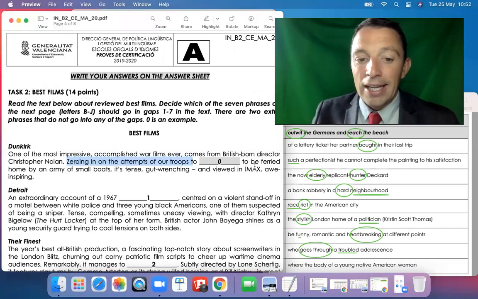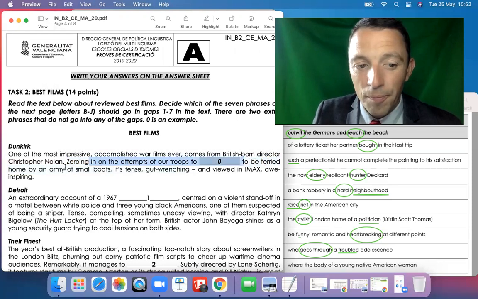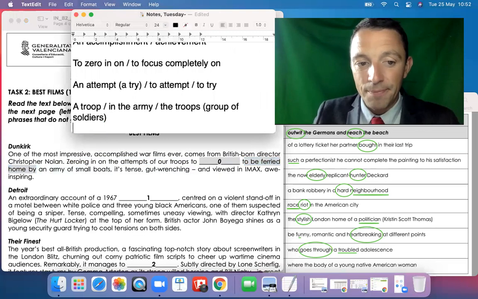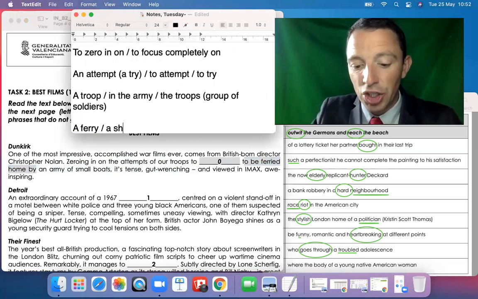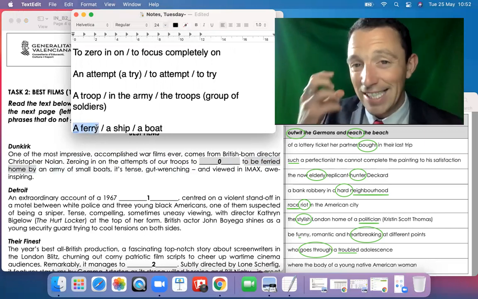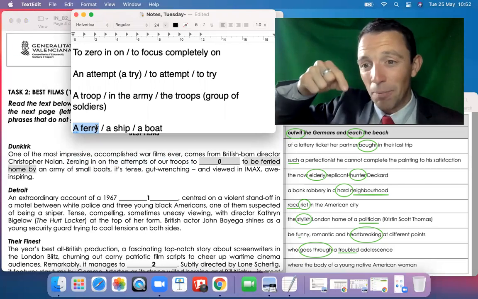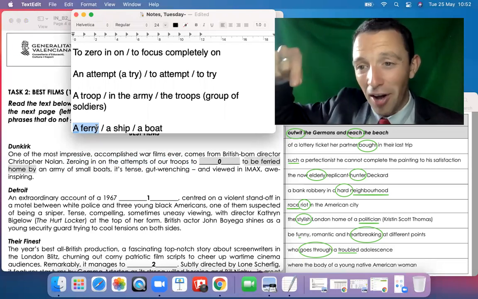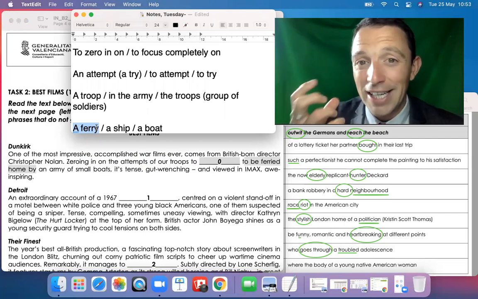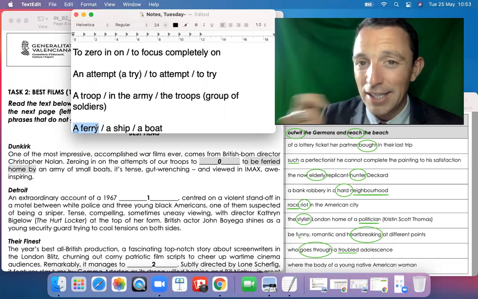Okay. The next sentence, we can see to be ferried home. So that's a very, very good structure because obviously a ferry is very similar to a ship or a boat, but really a ferry is the specific ship that transports the people. For example, between Dublin and Wales, Dublin and Holyhead, Dublin and Liverpool, we have a ferry. So a ferry is the specific name of the ship to transport the people from one place to another.